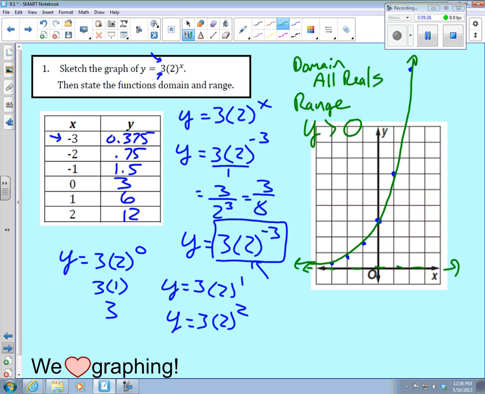Now, if this would have been -3 up here, that would have flipped our whole graph upside down, and it would be kind of opening down like this. Our domain would still be all reals, but our range would be y is less than 0. All your values of y would be less than 0. So that's the difference between having a positive a and a negative a.